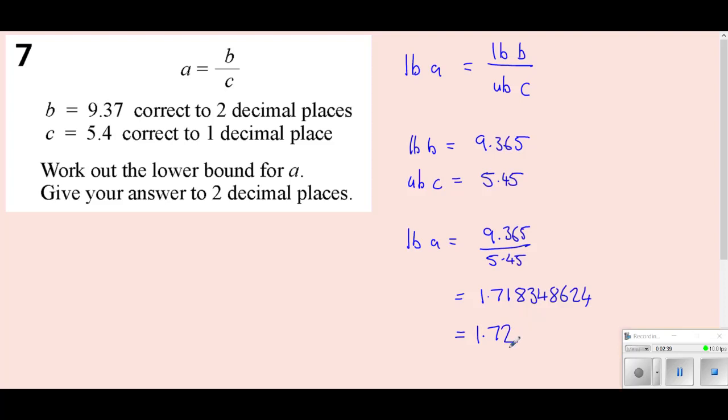Writing it out in full first, then rounding it to the given degree of accuracy, which would be 1.72. This is probably a 3 mark question. The first mark will come from writing a correct bound. The second mark will be substituting the correct bounds in to work out the lower bound for a. And the final mark will be for getting the correct answer.